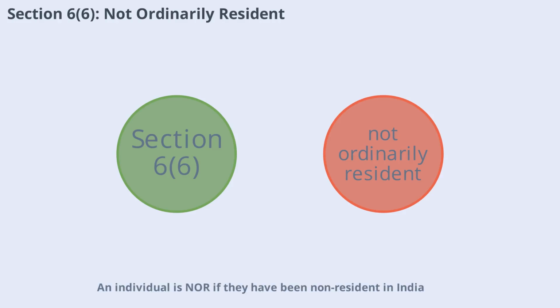An individual is non-resident (NOR) if they have been non-resident in India for 9 out of the 10 previous years preceding the relevant year, or have stayed in India for 729 days or less during the 7 years preceding the relevant year. The same applies to HUFs based on the residency of the Karta. This status affects the scope of taxable income.